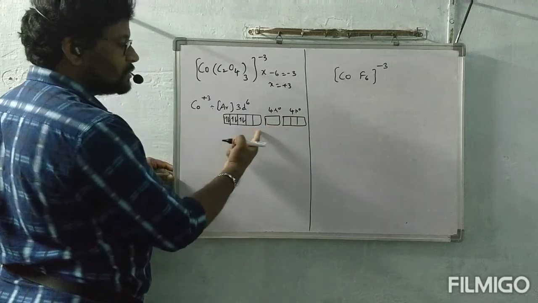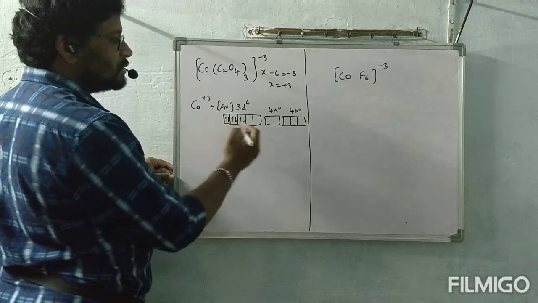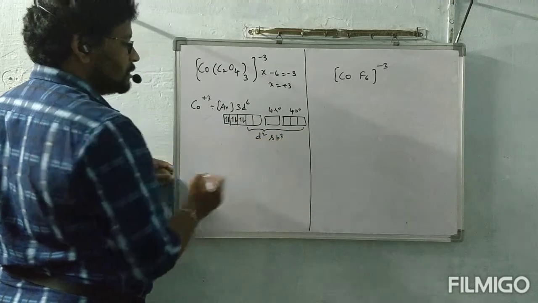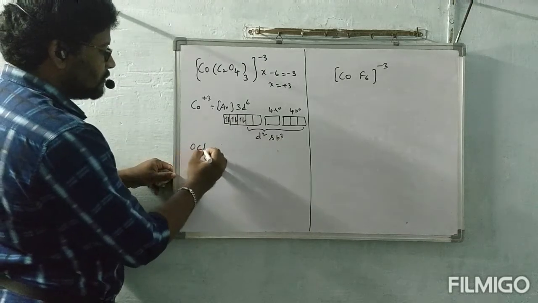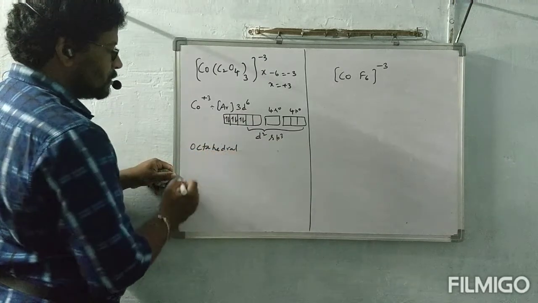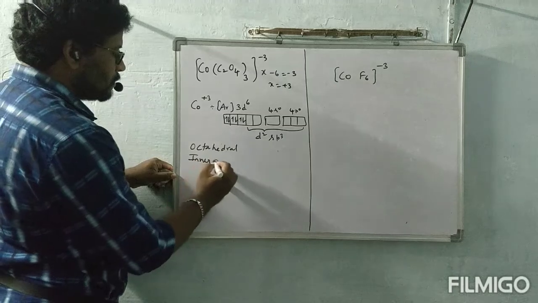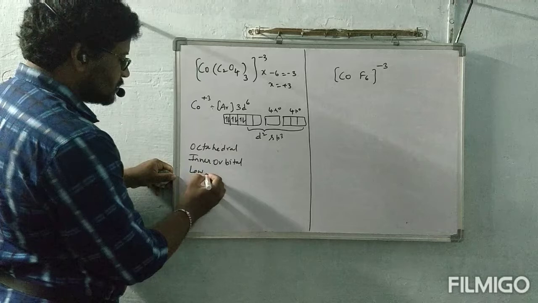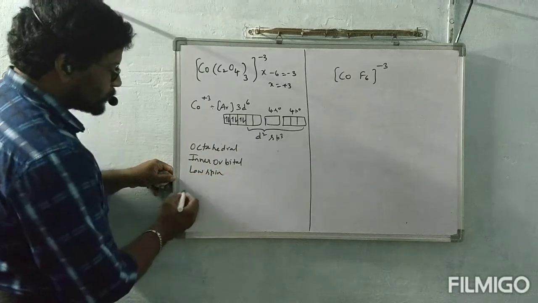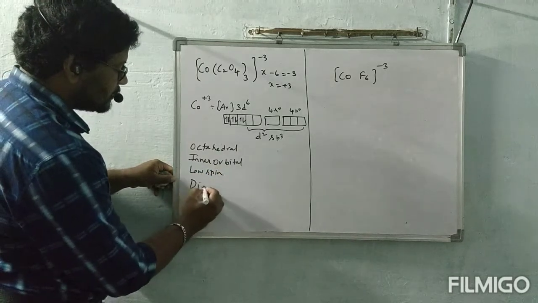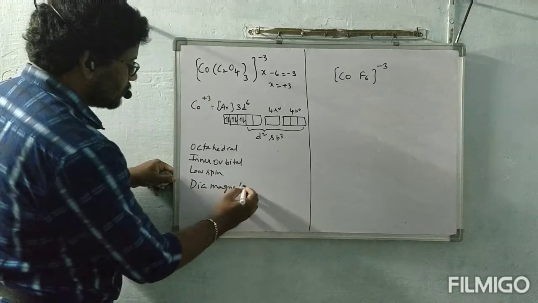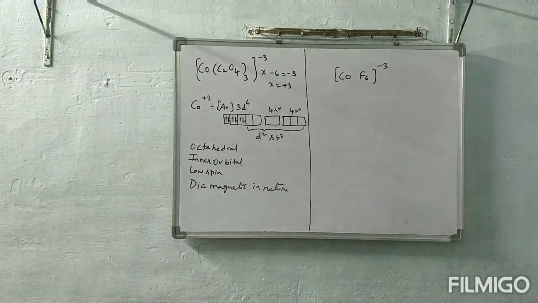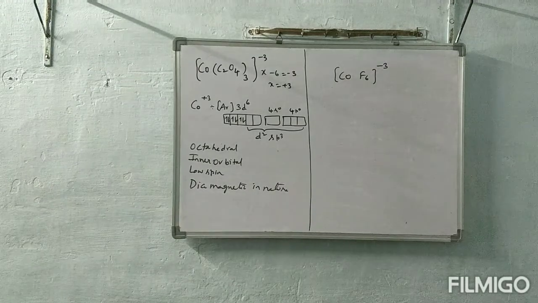It will use inner orbitals. Only 2 orbitals are available, completely paired, ma. Then this one will use d2sp3, then the shape is octahedral, inner orbital. Next, low spin complex, diamagnetic in nature. Octahedral, inner orbital, low spin, diamagnetic in nature.